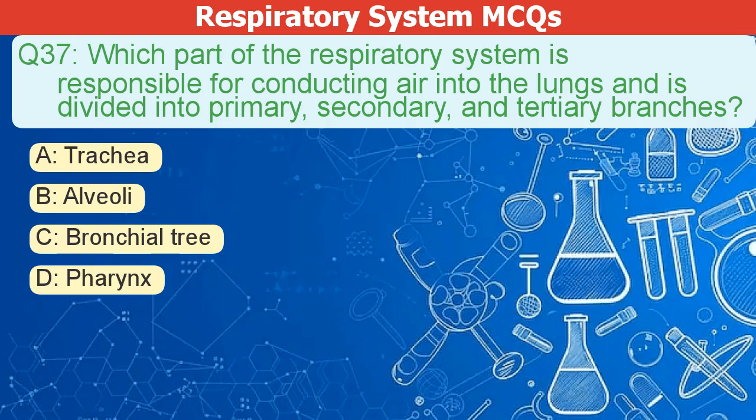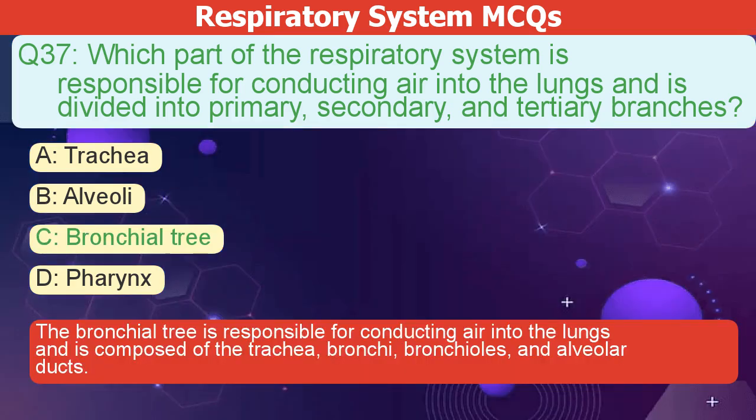Which part of the respiratory system is responsible for conducting air into the lungs and is divided into primary, secondary, and tertiary branches? A. Trachea. B. Alveoli. C. Bronchial tree. D. Pharynx. The correct answer is C. The bronchial tree is responsible for conducting air into the lungs and is composed of the trachea, bronchi, bronchioles, and alveolar ducts.